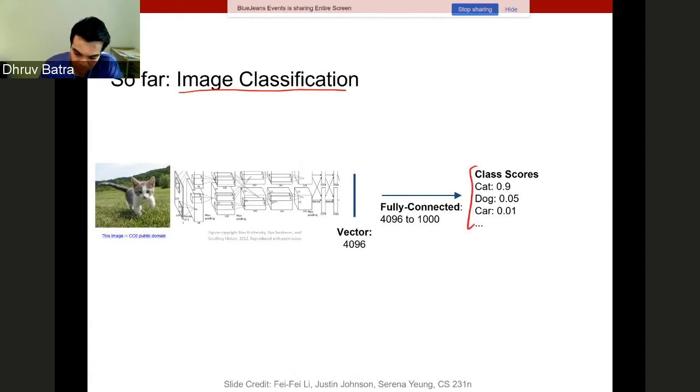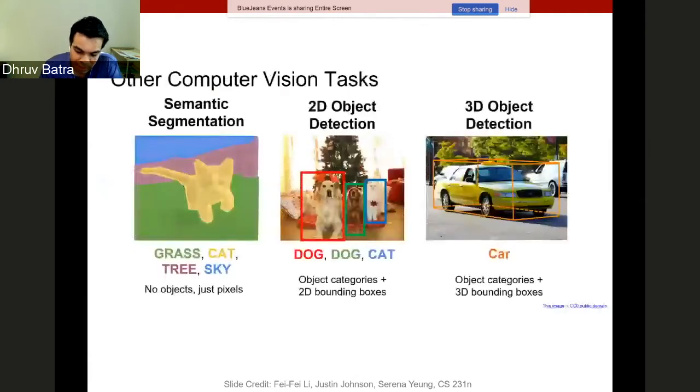And for image classification, it's very clear that an entire image X goes in. There is a network and a vector of scores, one for each class, comes out. This is a fairly easy way of thinking about X to Y mappings. But there are many other computer vision tasks. I've just given you 3 examples here.